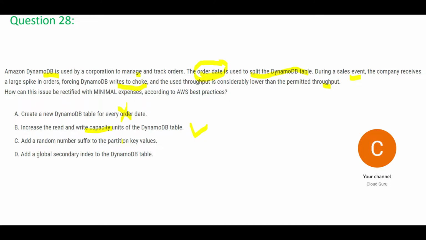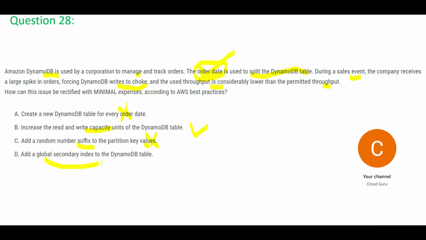Now C says, add a random number suffix to the partition keys. That is happening, that's as good as partitioning. And if you add a random suffix, it will not help you with writes. Partition keys will not help you with writes. It helps you with reads. It will solve only the throughput issue partially. It is not solving your problem fully. So that's why this is wrong.